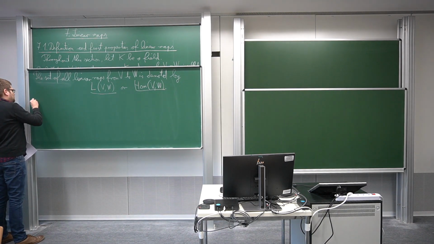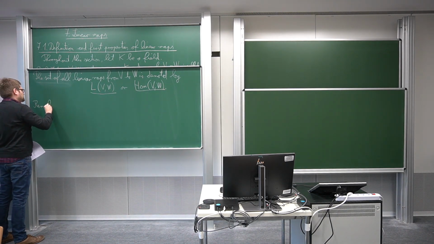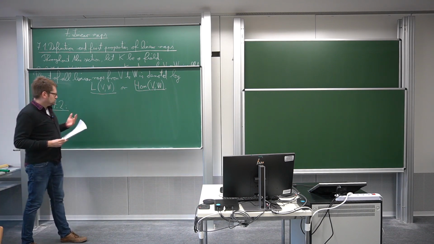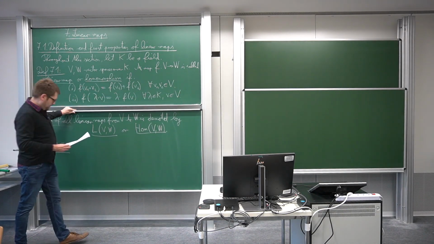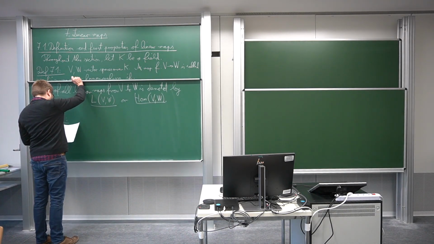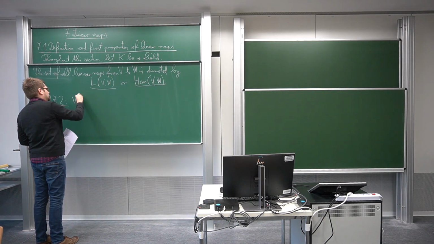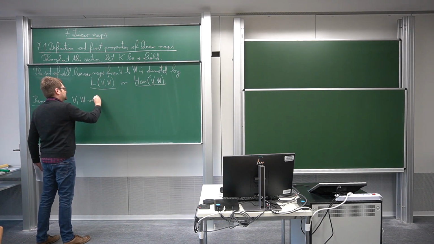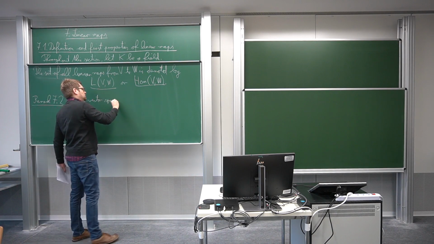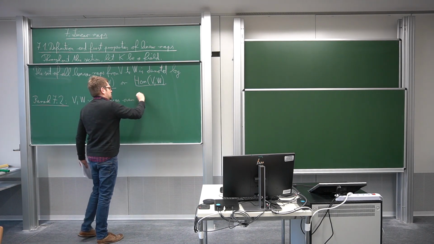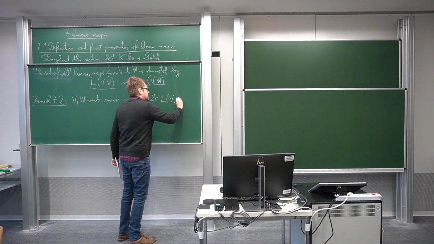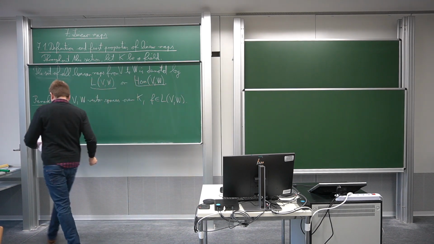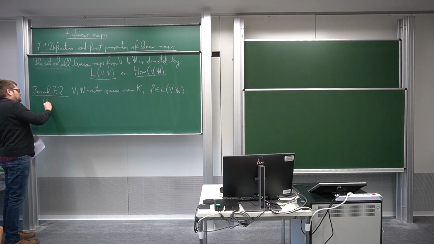Now, I want to summarize a few simple properties of linear maps in a remark where we just discuss some consequences which follow really straight away from these two properties 1 and 2. So, first of all, again, V and W should be vector spaces over K. And let's use this notation for the first time. We take F as a linear map from V to W.